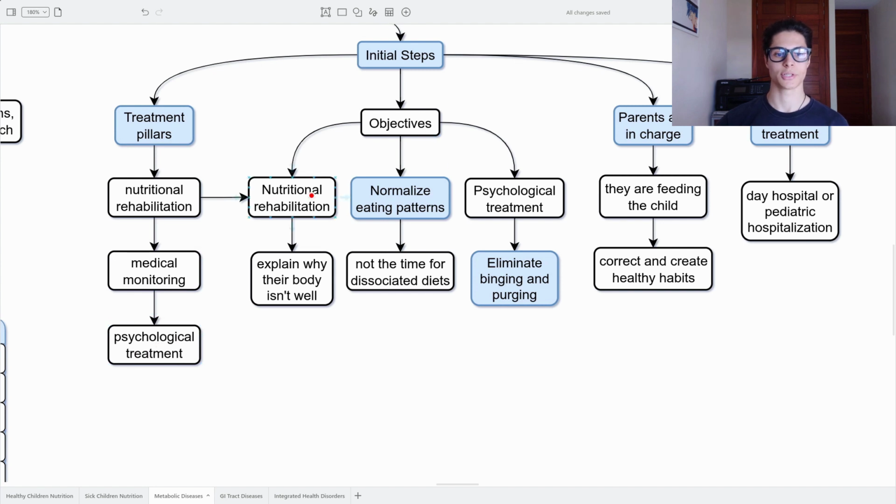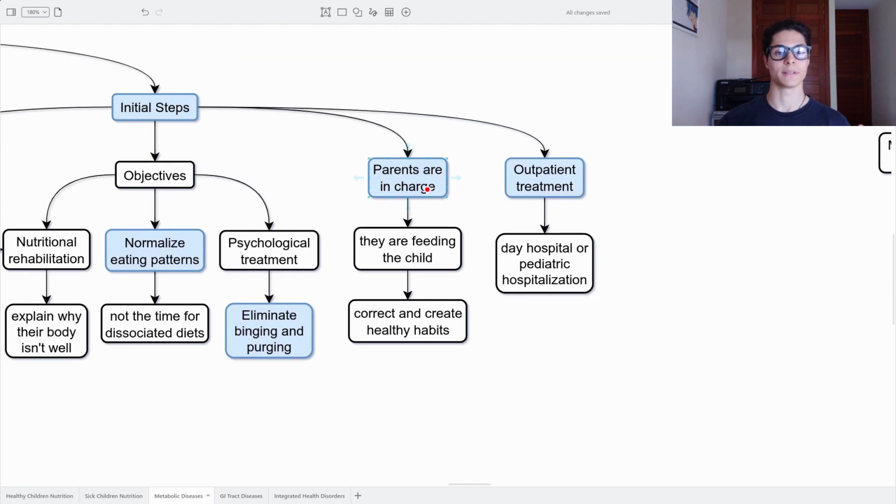The objectives: nutritional rehabilitation, we have to explain why the body isn't well. We have to normalize eating patterns, so it's not the time for dissociated diets such as fasting, keto, vegan, vegetarian, paleo. No, we have to normalize it. And of course, psychological treatment. We have to try to eliminate that binging and purging. And here the parents are in charge, because they are feeding the child indeed, and they must correct and create healthy habits for them. And the outpatient treatment can be either day hospital or pediatric hospitalization.